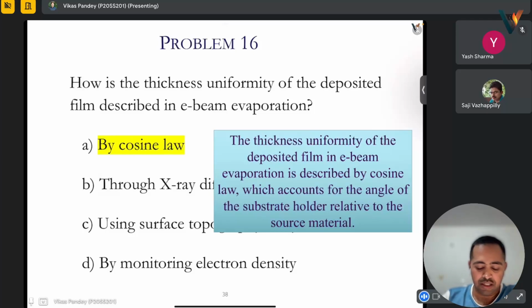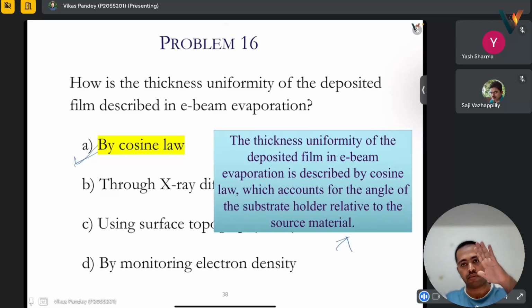So this is defined by the angle between our target and the source. This same thing is being used in case of sputtering also. When you see the sputtering system, the source and the target are not at 90 degrees, not facing each other directly. They have some angle. They are called guns. The target gun is kept at some angle, generally 45 degrees or so. That is due to the cosine law, which will ensure the uniformity.